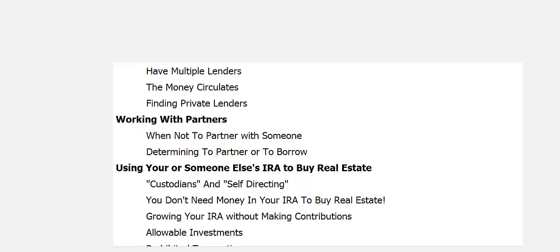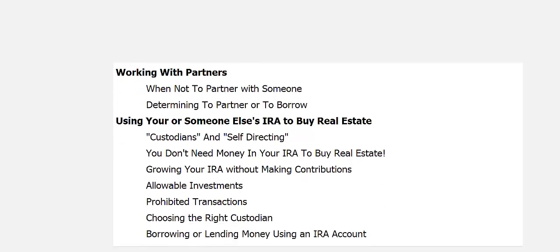Using your IRA or someone else's IRA to buy real estate. What's a custodian? What's self-directing mean? You do not need money in your IRA to buy real estate. Growing your IRA without making contributions. Allowable investments. Prohibited transactions. Choosing the right custodian.